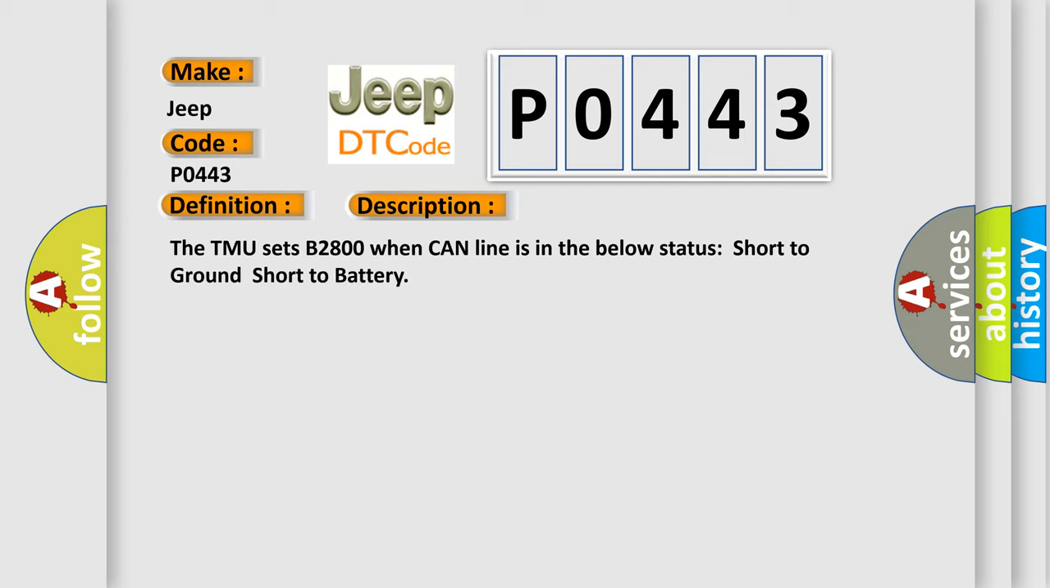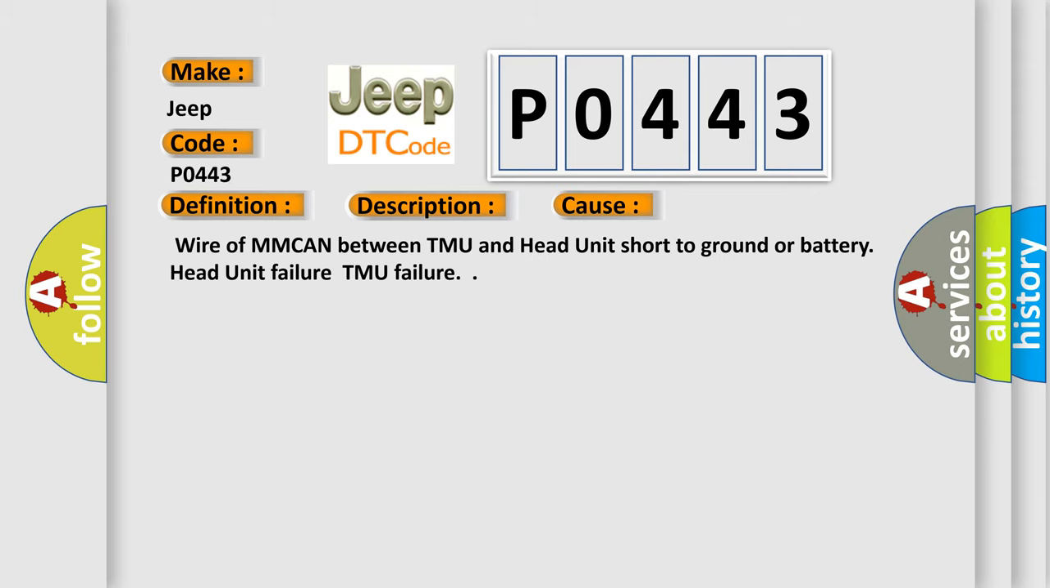The TMU sets B2800 when the CAN line is in the below status: short to ground, short to battery. This diagnostic error occurs most often in these cases: wire of MMCAN between TMU and head unit short to ground or battery, head unit failure, TMU failure.